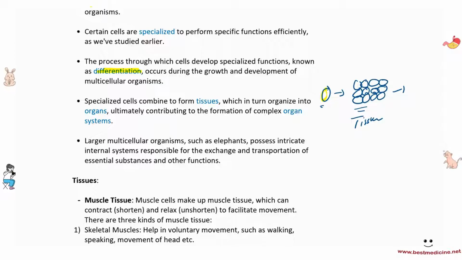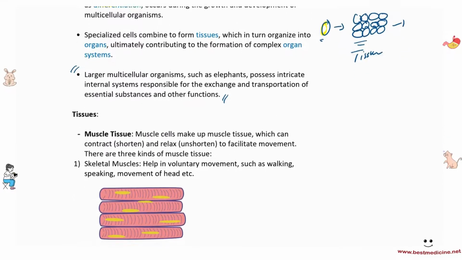Now, large multicellular organisms, such as elephants, possess intricate internal systems responsible for the exchange and transportation of essential substances and other functions. So, of course, in larger multicellular organisms, we have many different types of organ systems.